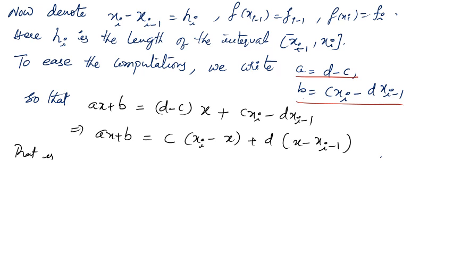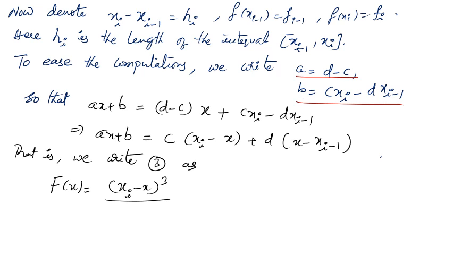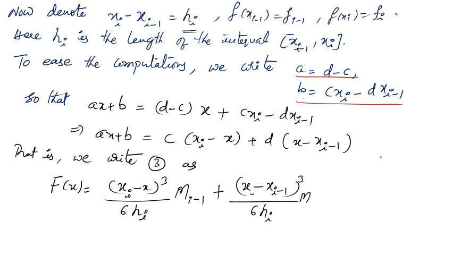We write equation 3 as, what is my f of x now? f of x equals the numerator (x_i - x) whole cube by 6 into (x_i - x_{i-1}), that is h_i, 6 h_i M_{i-1}, plus (x - x_{i-1}) whole cube by the same 6 h_i M_i, and ax plus b, which is plus c into (x_i - x) plus d into (x - x_{i-1}). This is equation 5. You remember this equation 5 is very important.